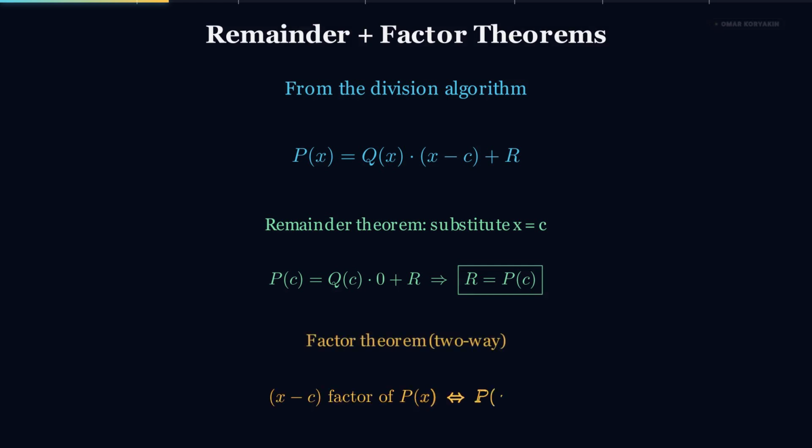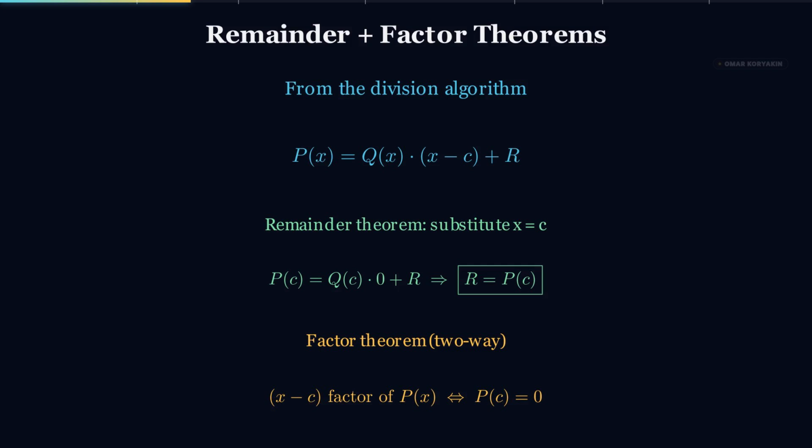exactly as claimed. The expression x minus c is a factor of p of x if and only if p of c equals 0. The proof has two directions. Forward, if x minus c is a factor of p, then dividing gives remainder 0, which by the remainder theorem equals p of c, so p of c equals 0. Backward, if p of c equals 0, then by the remainder theorem the remainder of dividing p by x minus c is 0, so x minus c divides p exactly, which means x minus c is a factor.